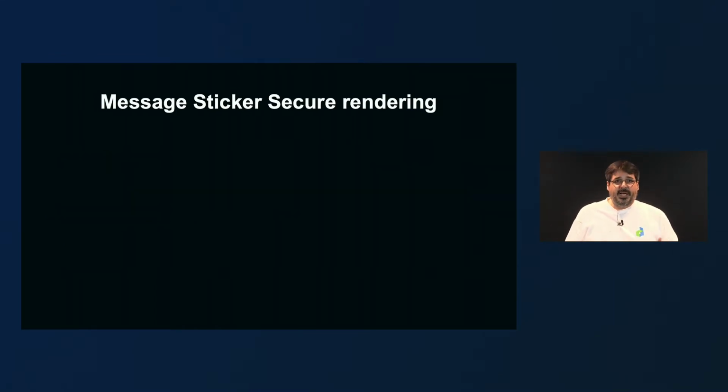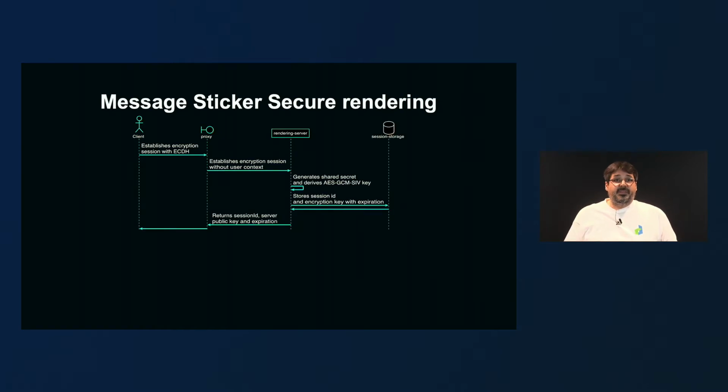Now, we start with the client requesting an encryption session to the server after being authorized by our API proxy. And then the server receives the client's public key. It generates a dedicated key pair for that session and uses it to create a decryption key. The server then stores a unique session ID with the decryption key in session storage. The server then can return the session ID, the expiration time, and the server's public key to the client.